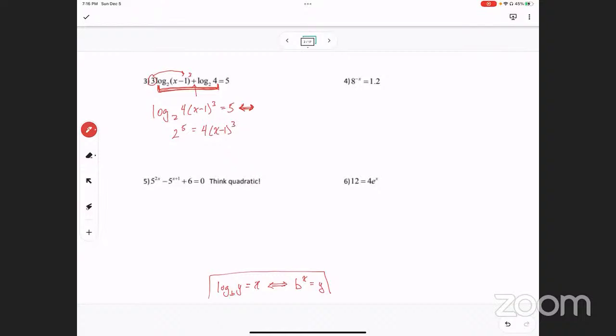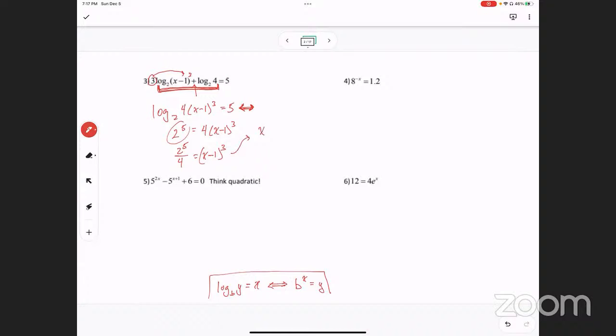Perfect. Now how can I solve this? By the way, this is just 32. Now you can divide 32 by 4. Good. We're going to leave it as 2 to the 5th, because in my opinion, it's better to leave it as powers. And over 4 equals x minus 1 cubed. Now since it's cubed, you can just take the cube root of both sides. The cube root of 8 is 2. So you get x minus 1 equals 2.